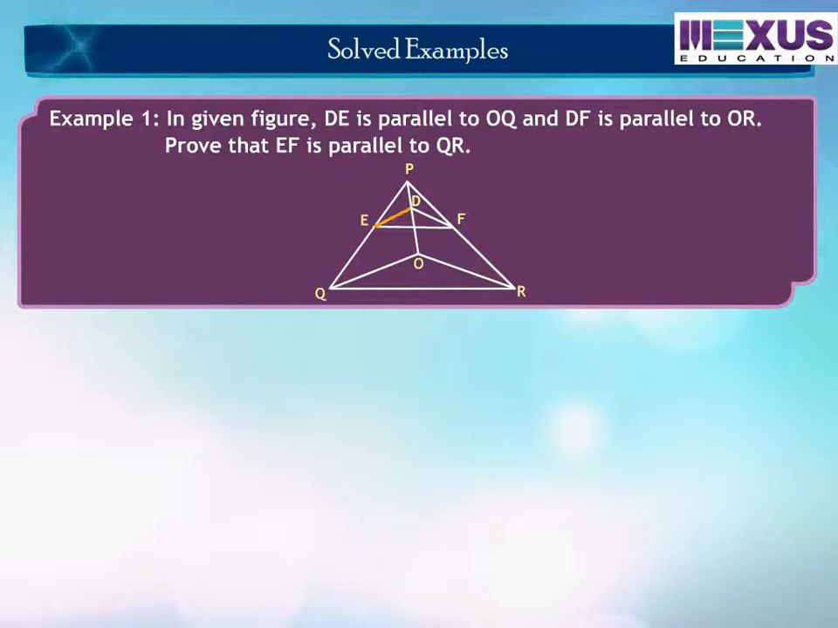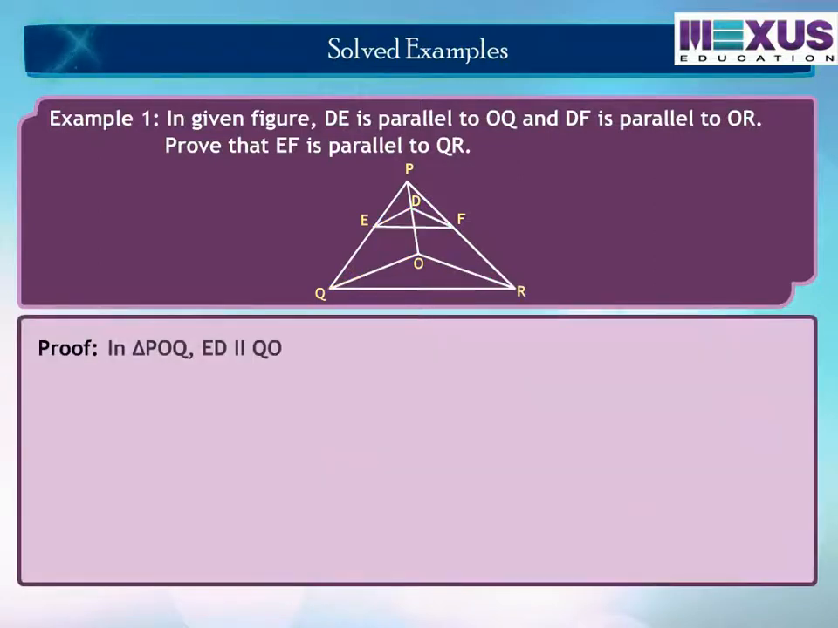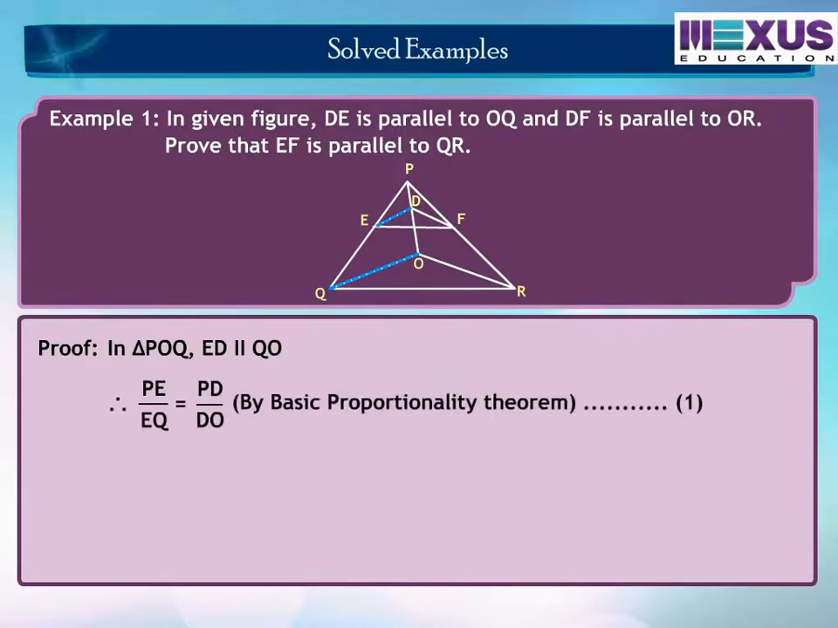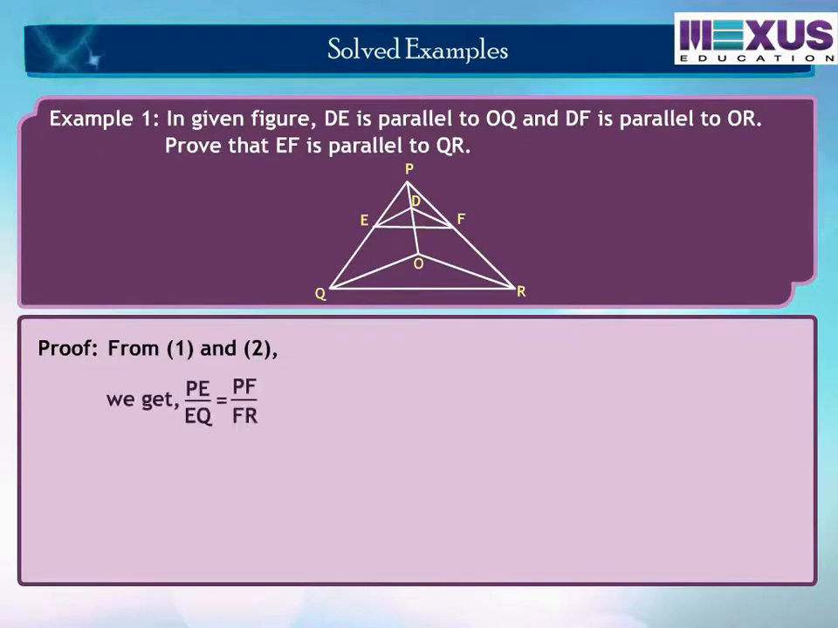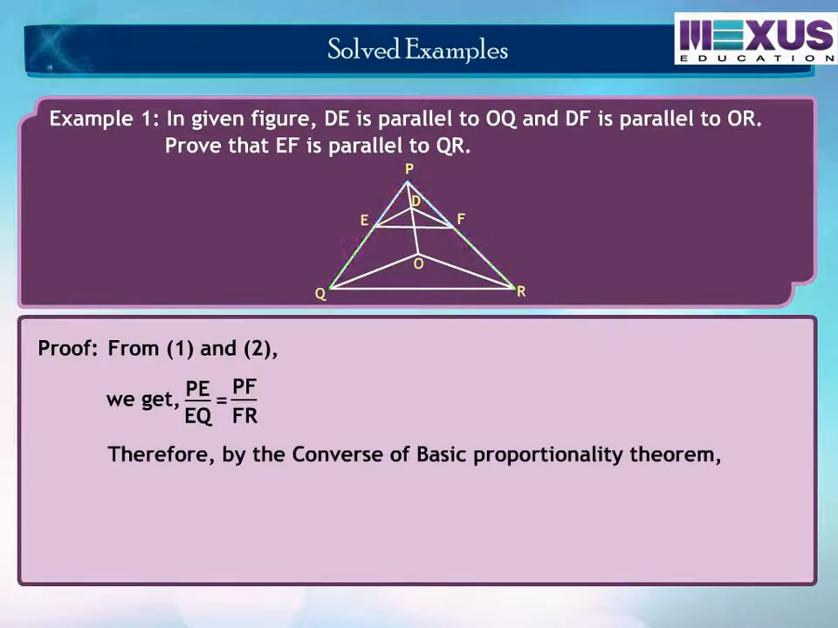In the given figure, DE is parallel to OQ and DF is parallel to OR. Prove that EF is parallel to QR. Proof. In triangle POQ, it is given that ED is parallel to QO. Therefore, by basic proportionality theorem, PE by EQ is equal to PD by DO. 1. In triangle POR, it is given that DF is parallel to OR. Therefore, by basic proportionality theorem, PF by FR is equal to PD by DO. 2. From 1 and 2, we get PE by EQ equal to PF by FR. Therefore, by the converse of basic proportionality theorem, we can say that EF is parallel to QR. Hence proved.